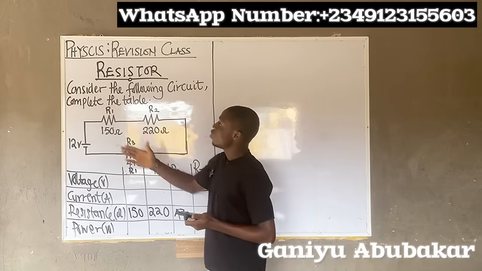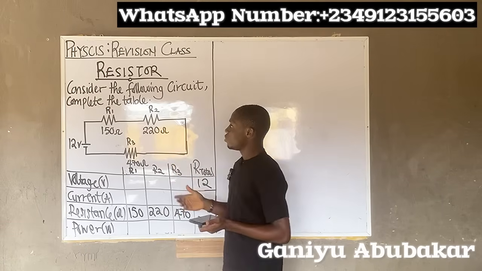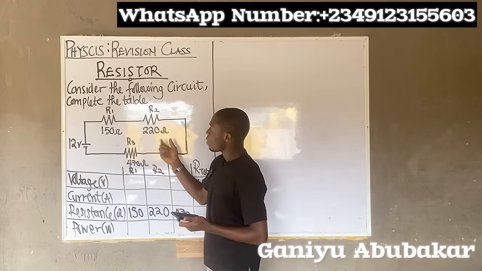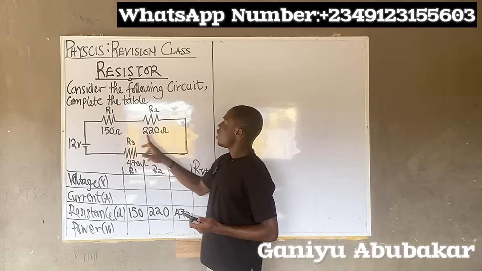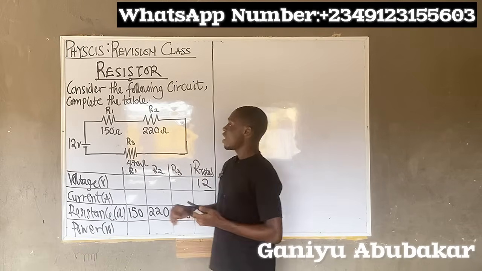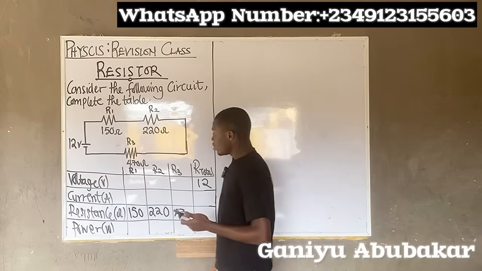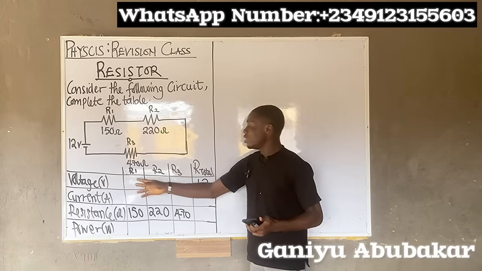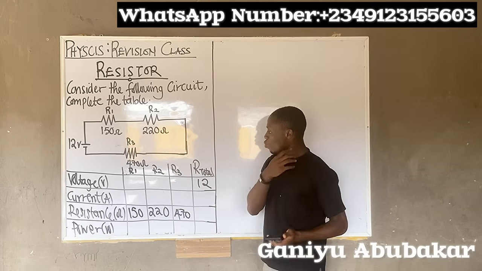It says: consider the following circuit and complete the table. So I have this circuit here. I have R1, R2, R3 arranged in this pattern. I have a 12 volt source here. So I'm asked to fill up, to complete this table. I'm asked to fill up these spaces here, right? So what do you do first?